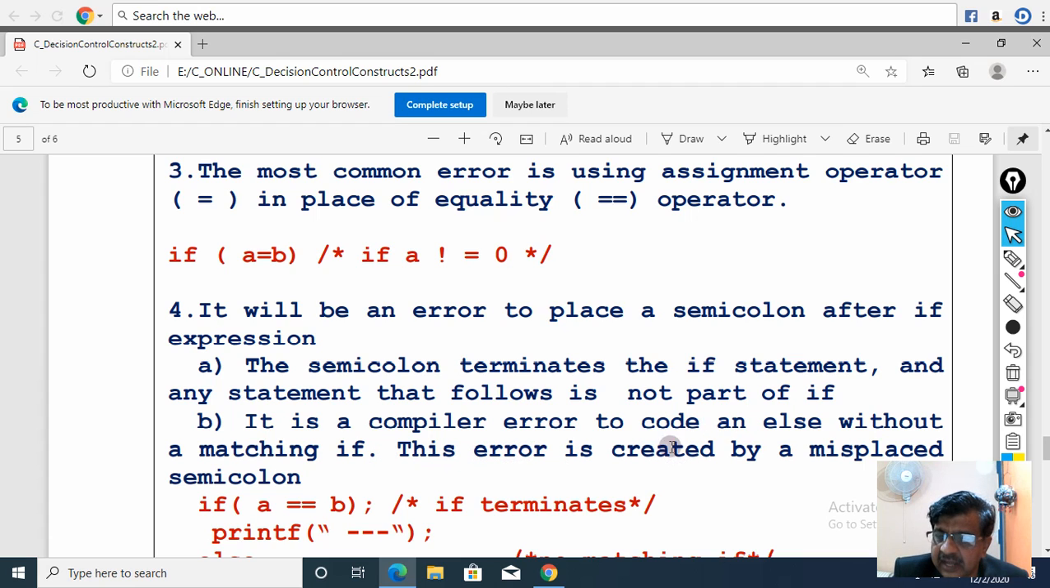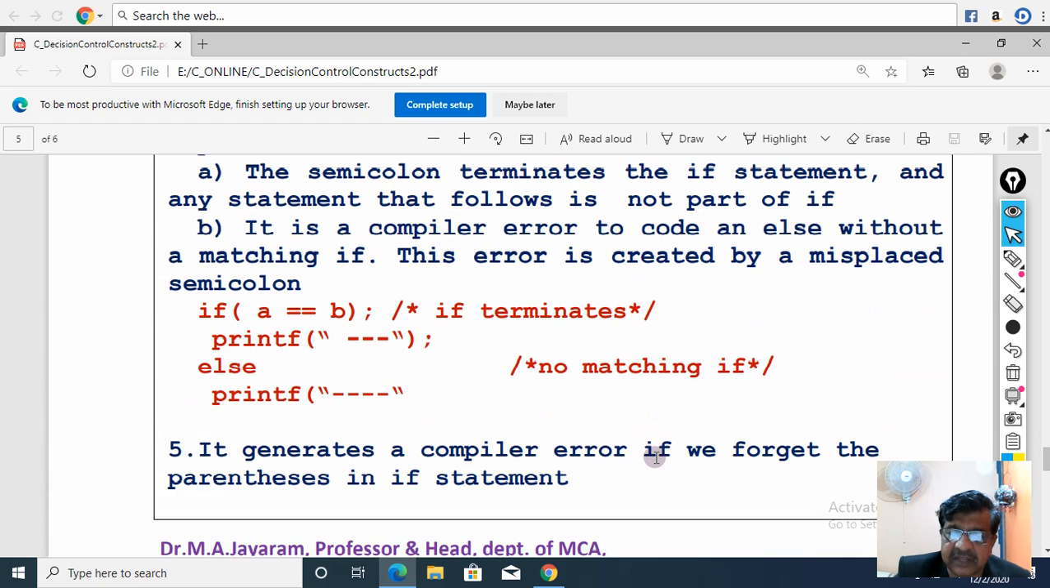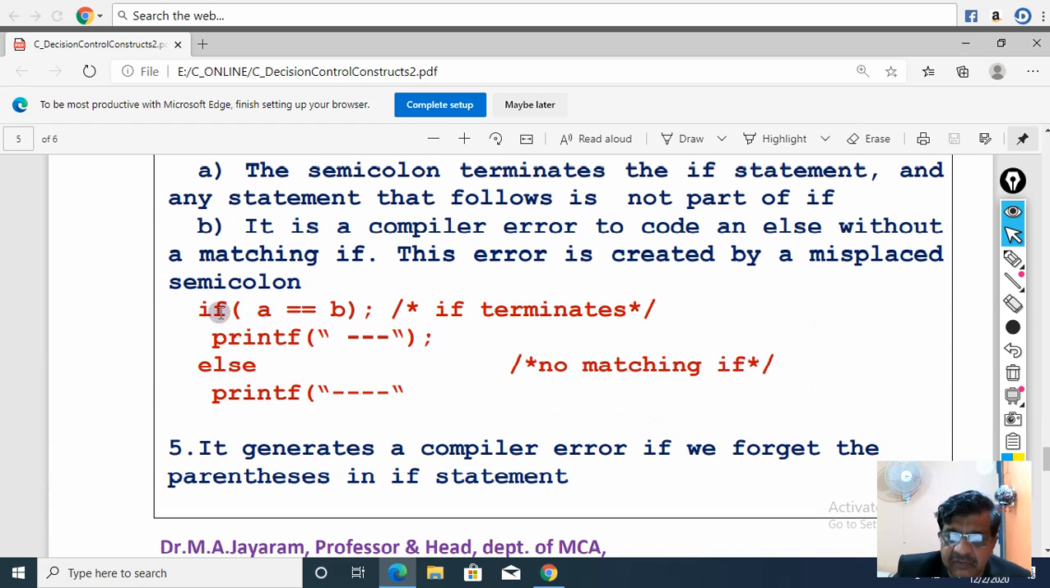It is a compiler error to code an else without a matching if. Okay, you cannot write else aloof without a matching if. This error is created by a misplaced semicolon. So here is an example. If A equal to B, this is correct, and these brackets are also there, it's also correct, but there is a semicolon. It terminates, it has no meaning. Okay, then printf will be printed. This entire thing will be terminated because this comes under the control of else, and unable to find a matching if, it will flag an error, no matching if.